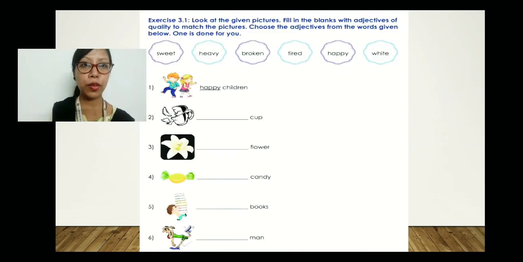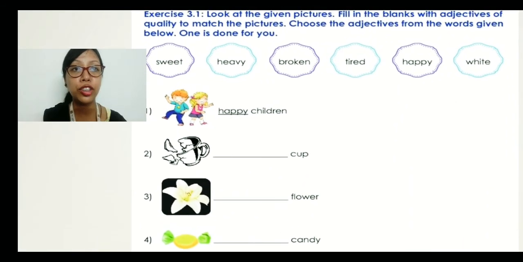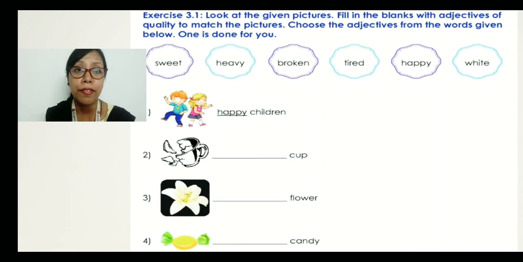Now let's move towards the exercise, that is exercise 3.1. Look at the given pictures. Fill in the blanks with adjectives of quality to match the pictures. Choose the adjectives from the words given below. One is done for you. So the first one is, if you look at the picture here, what do you see? The two children are in a joyful mood. That means they are happy.